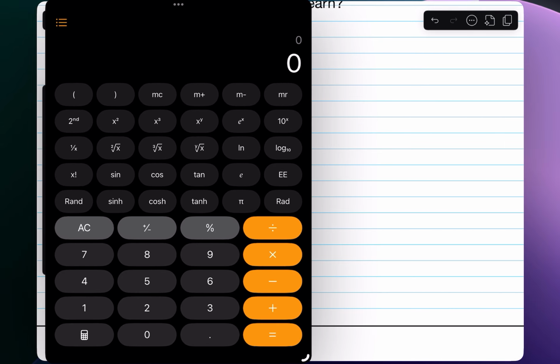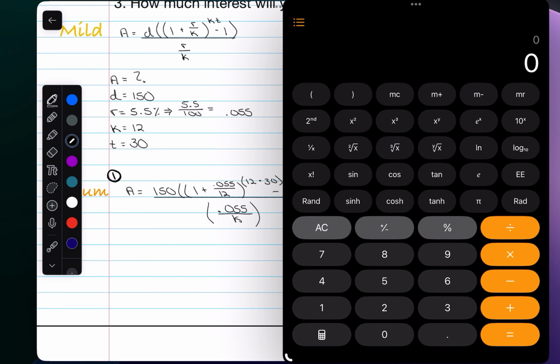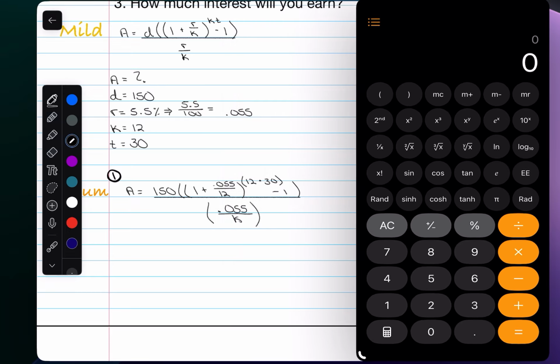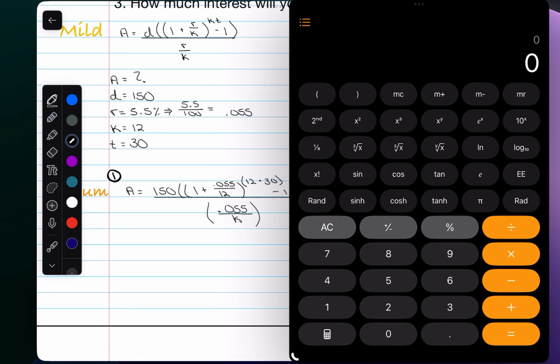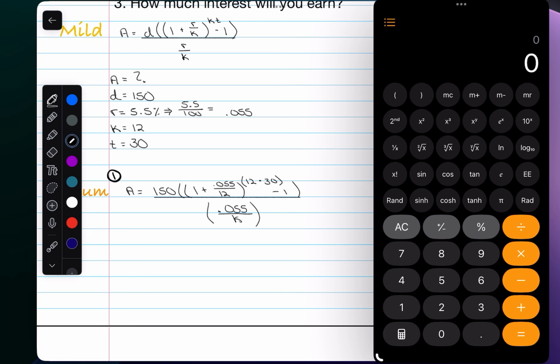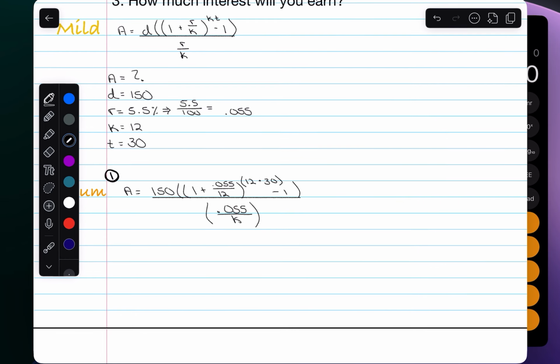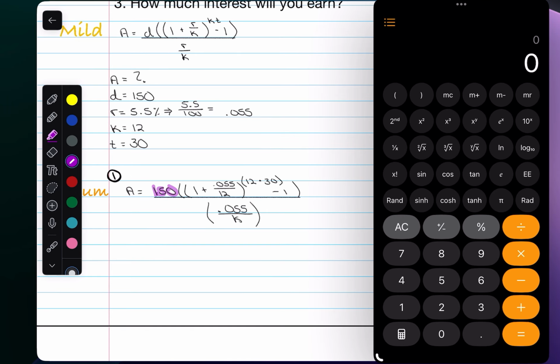So I'm going to get my calculator out. I'm going to move it over here so you can see what I am typing versus what I have written down. Okay. So I'm going to start here, and if it helps you, you can write out and go, okay, I'm going to type in 150 into my calculator. So I'm going to type 150.